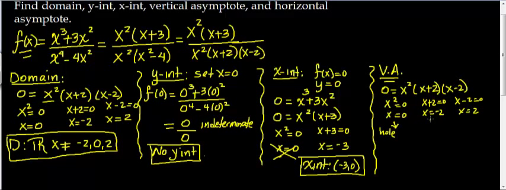Now let's take the next one, x equal negative 2. X equal negative 2, if I plug it into the numerator, I get 4 and 1, and 4 times 1 is 4. I do not get 0, so automatically this is a vertical asymptote.